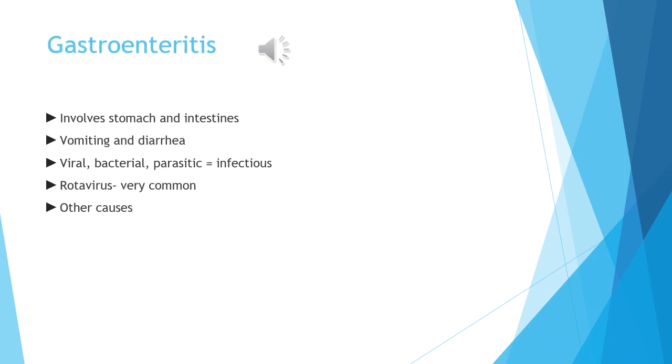Gastroenteritis is an inflammation of the stomach and intestines that is often accompanied by diarrhea and vomiting. Many times it's caused by a virus, but it can be caused by a bacteria or a parasite. However, in some cases, it can be a chronic problem associated with illnesses like colitis, short bowel syndrome, or food intolerances.